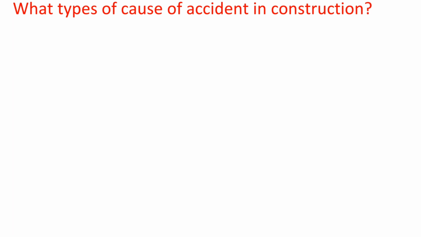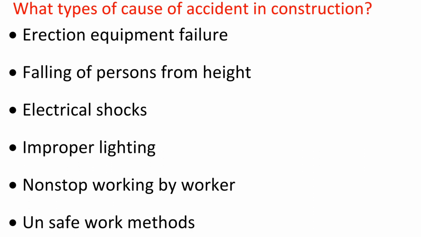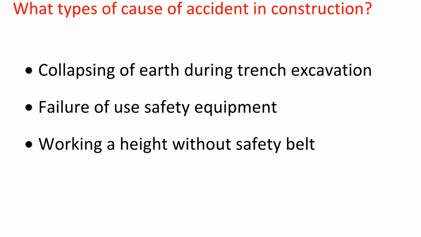Question. What are the causes of accidents in construction? Answers. Erection equipment failure. Falling of persons from height. Electrical shocks. Improper lighting. Non-stop working by worker. Unsafe work methods. Collapsing of earth during trench excavation. Failure to use safety equipment. Working at height without safety belt.